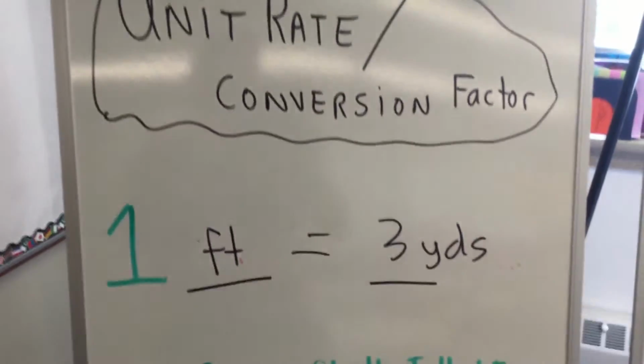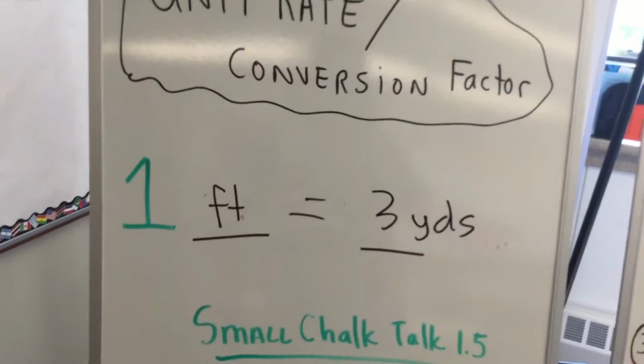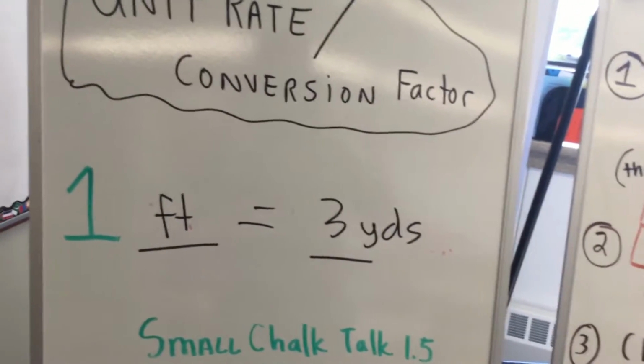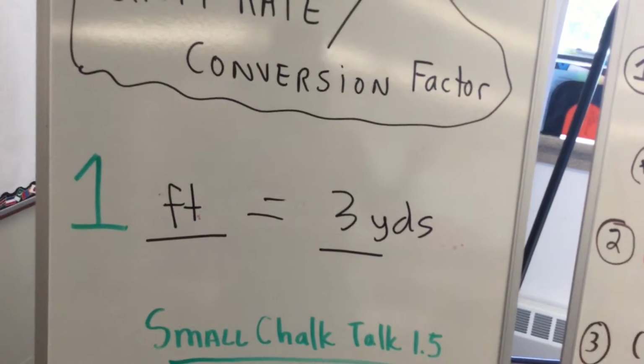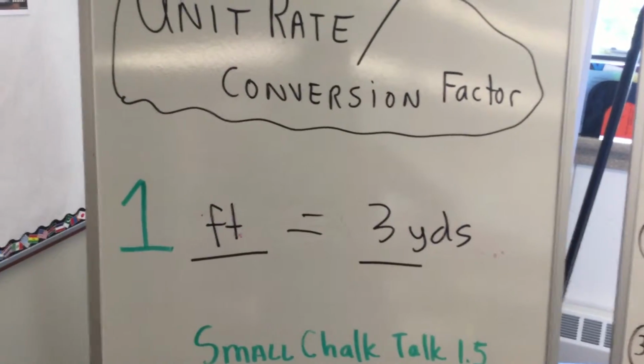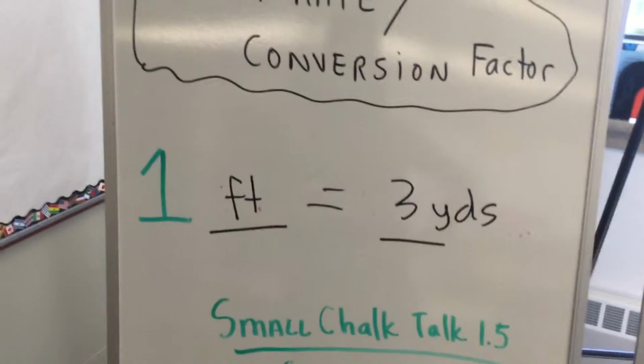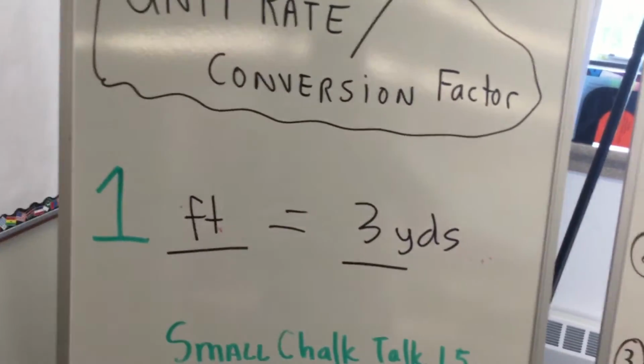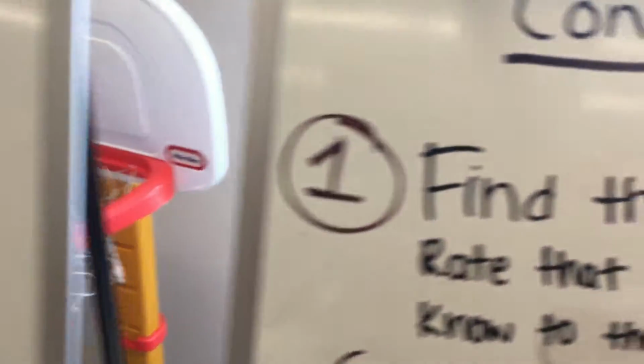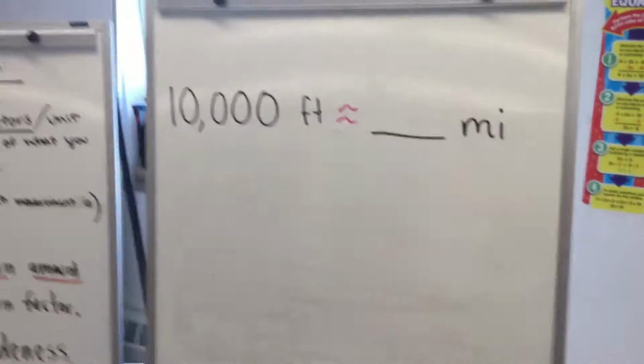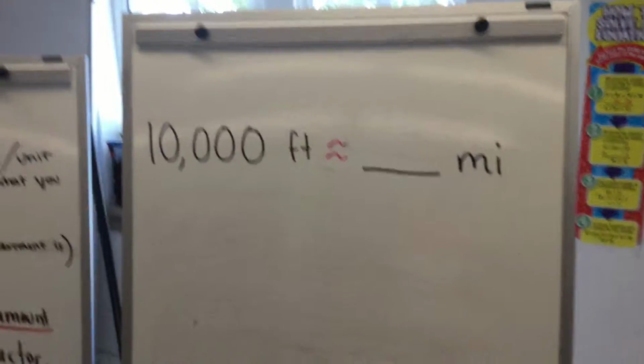You need to know those. There are several resources you can use in order to find those, but you have to know those in order to convert between units. You don't have to memorize them, you just have to know. Okay, so let's try one here. Let's go over here. 10,000 feet is approximately equal to how many miles?